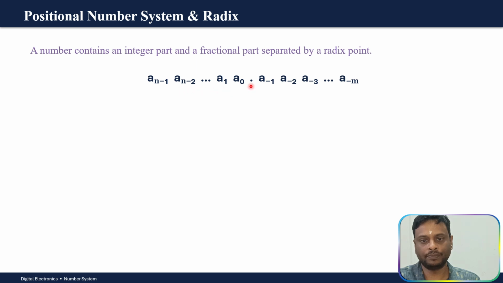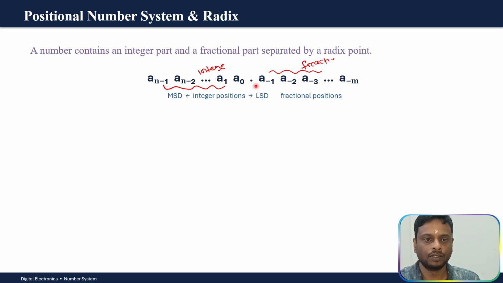So it is separated by the radix point. This is called the radix point, and the left-hand side of the radix point is the integer part. After this radix point we have the fractional part. So every number consists of two parts: one is the integer part, another is the fractional part, separated by the radix point.